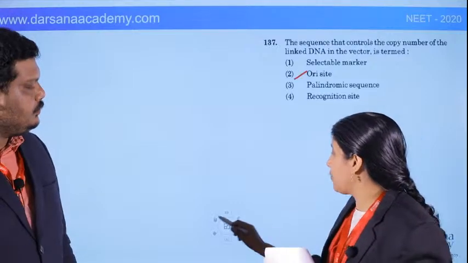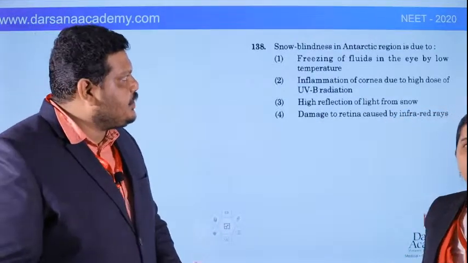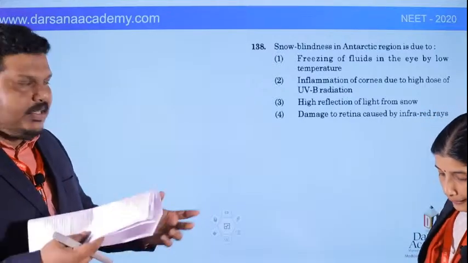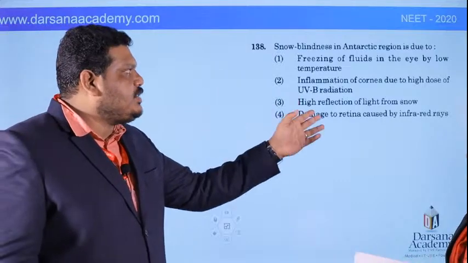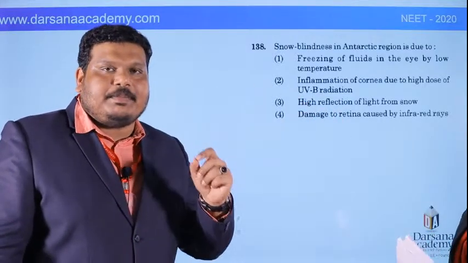And what about the next question? Snow blindness in Antarctic regions is due to. This is a simple question from biodiversity and environmental issues. We can say snow blindness is the inflammation of the cornea due to the high dosage of UVB radiation because of the depletion of ozone.